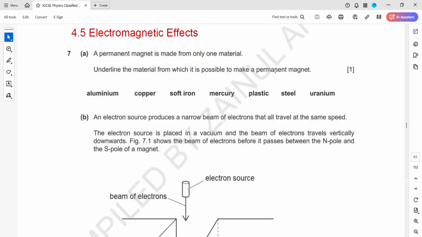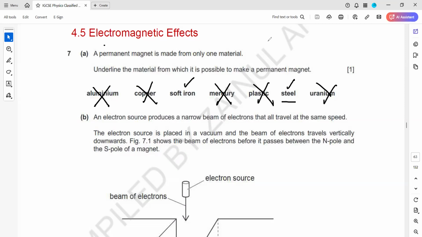Electromagnetic effect. A permanent magnet is made from only one material. Underline the material which is possible to make a permanent magnet. Aluminium is a non-magnetic material. Copper is non-magnetic. Iron is magnetic, but it is not permanent, it's temporary. Steel is magnetic and it's used to make permanent magnets. If it was a temporary magnet, then we would underline it.